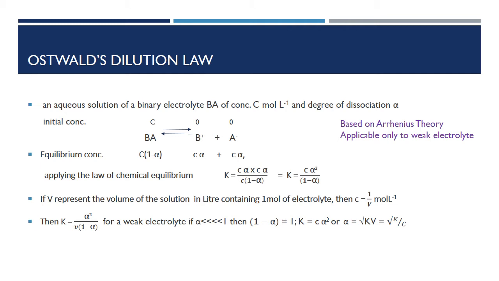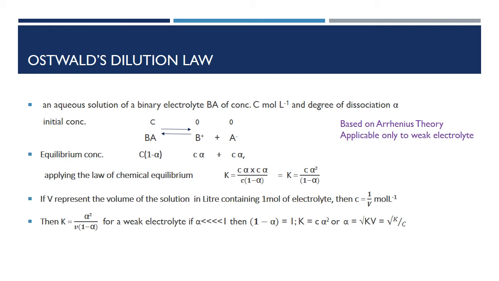Ostwald's dilution law. This is based on Arrhenius theory and is only applicable to weak electrolytes. Consider an aqueous solution of a binary electrolyte of concentration C moles per liter and degree of dissociation alpha. Initially, the concentration of the electrolyte is equal to C and the concentration of cation and anion is 0. However, once equilibrium is established, the equilibrium concentration of the electrolyte is equal to C(1 - alpha), while that of the cation and anion is given by C alpha.